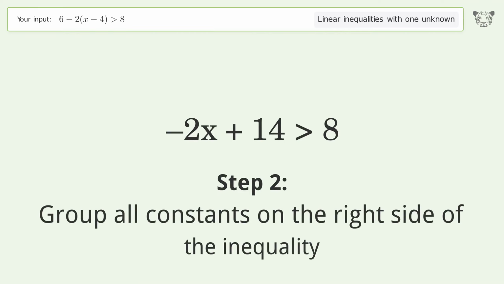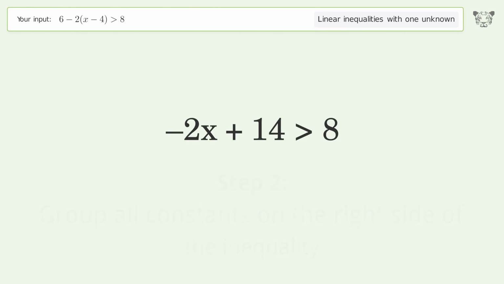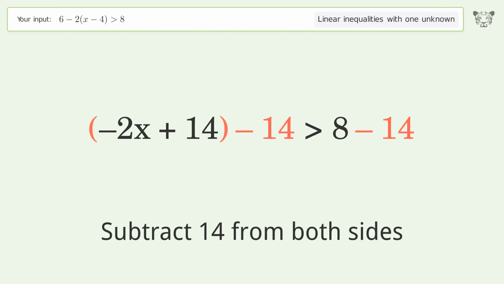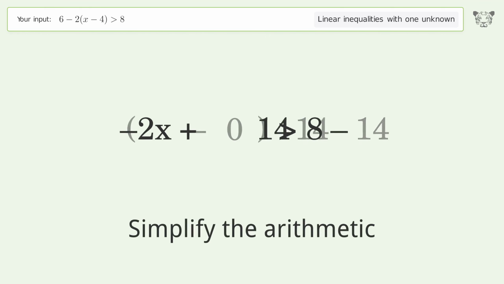Group all constants on the right side of the inequality. Subtract 14 from both sides. Simplify the arithmetic.